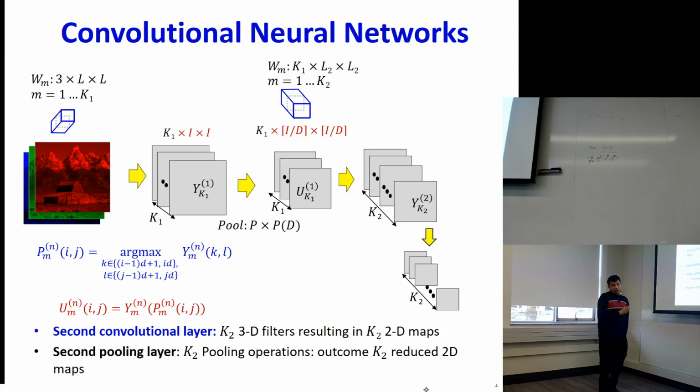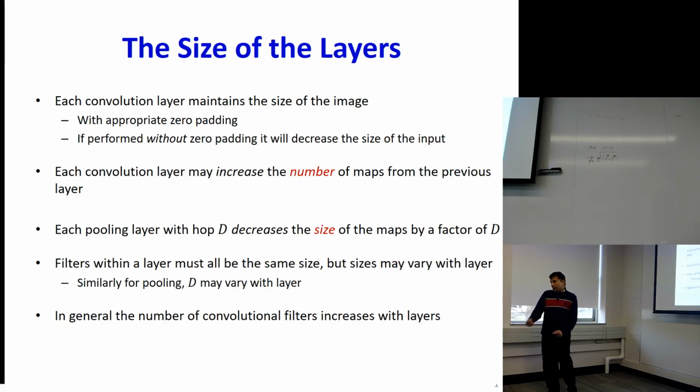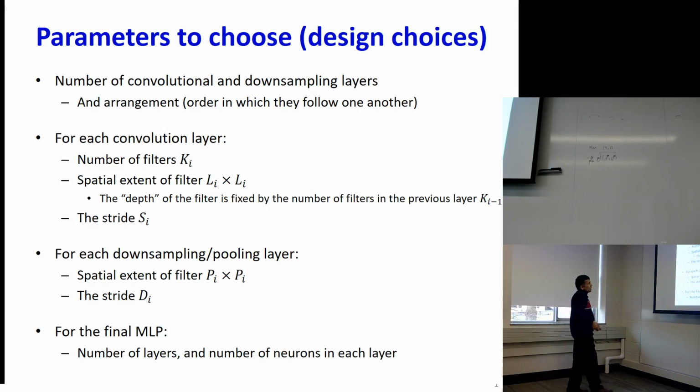And in general, the number of convolutional filters is going to keep increasing as you go through the layers, because as you go through the layers, you expect to find more and more complex patterns that you can compose from the simpler patterns of the lower layers. And so the design choices are generally the number of filters and parameters.